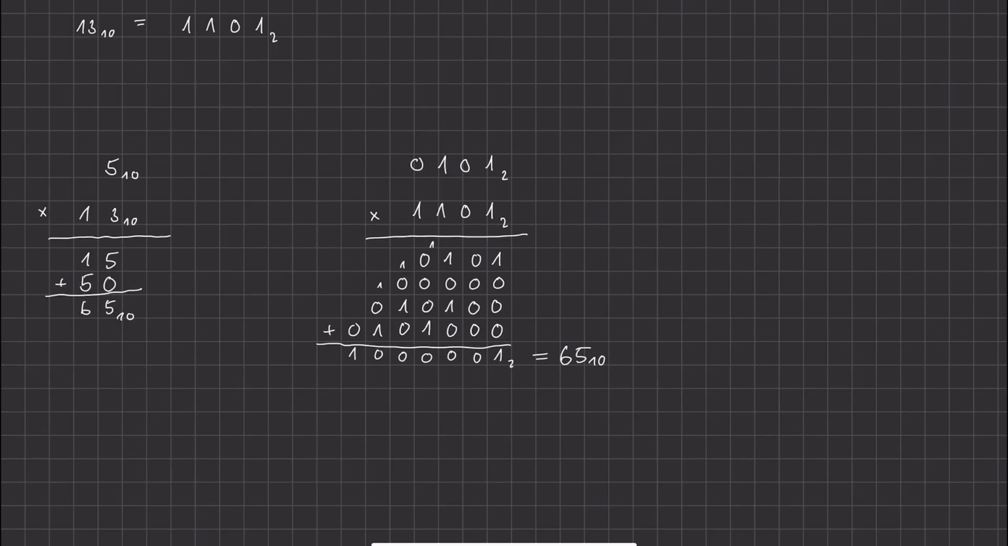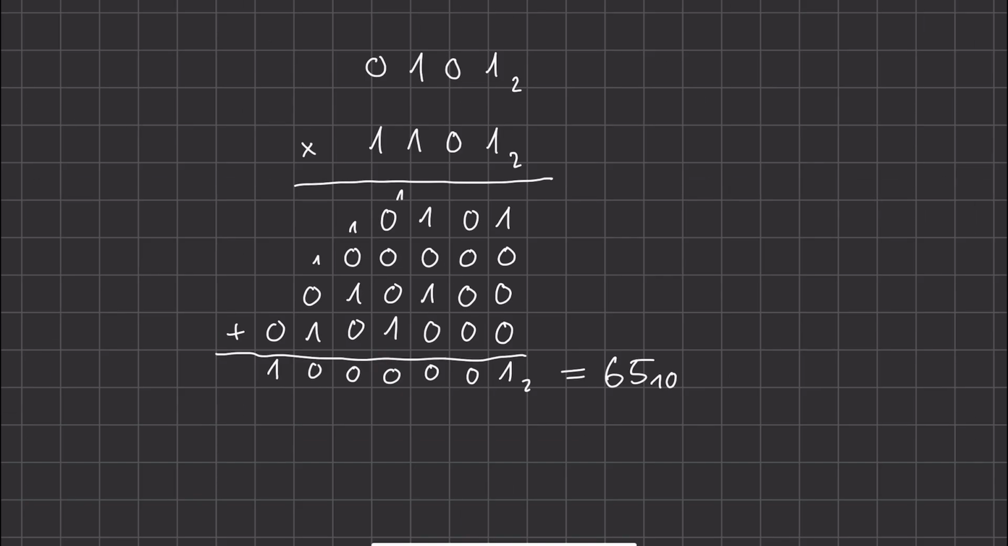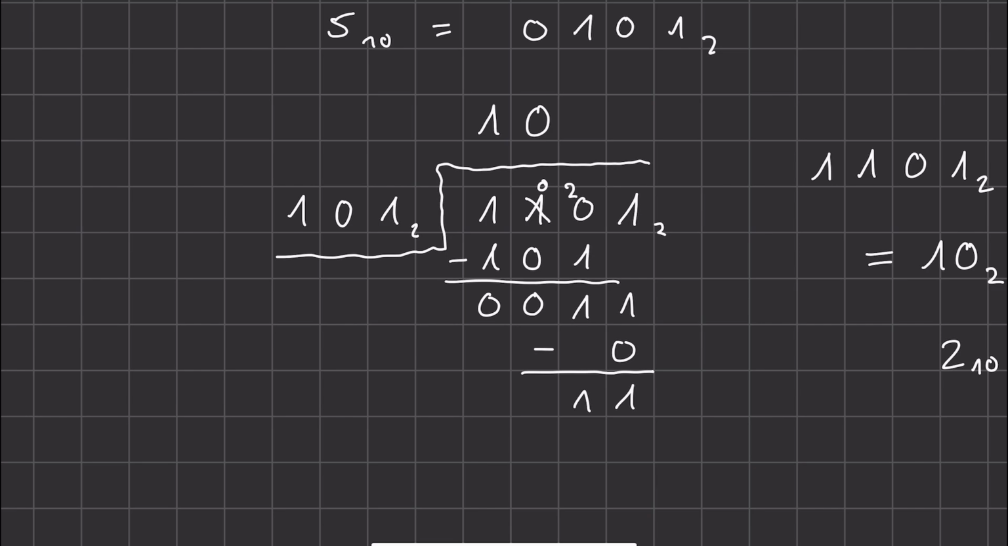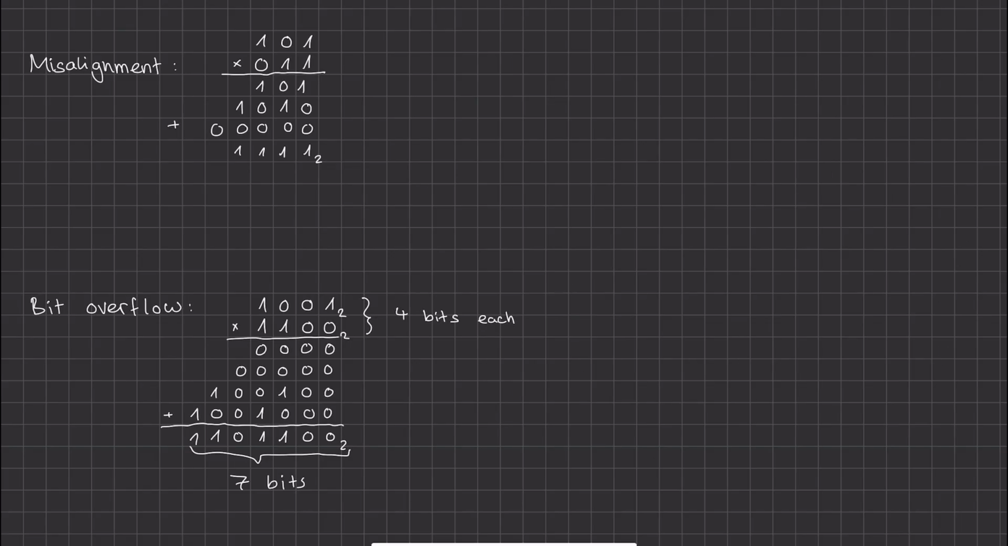To quickly recap, binary multiplication is all about shifting and adding, and division is just about smart subtraction with shifts. Watch out for misalignment and overflow, and you'll be good to go.